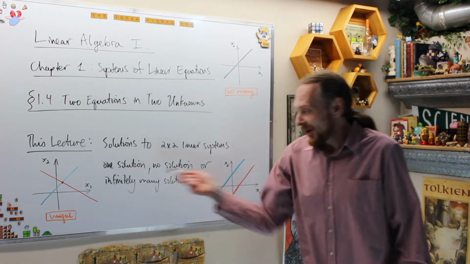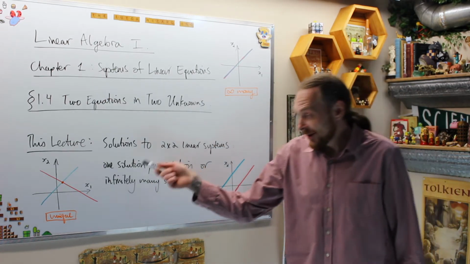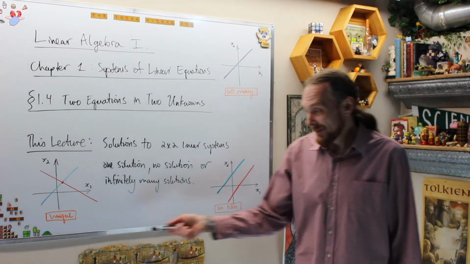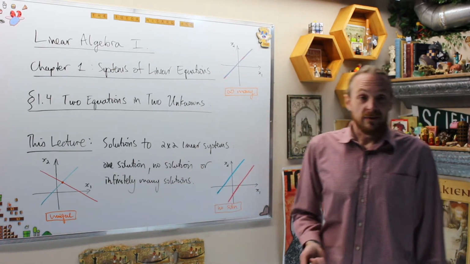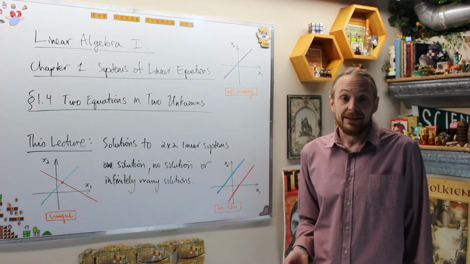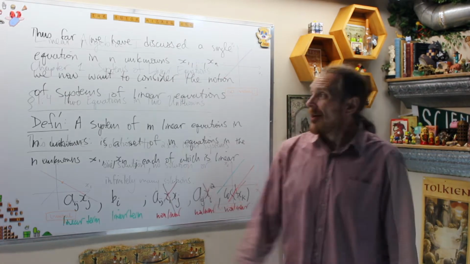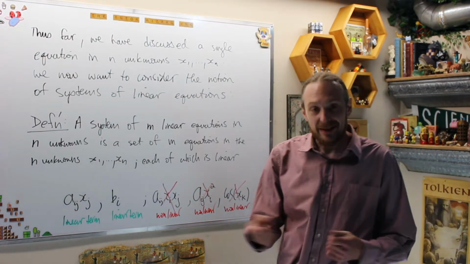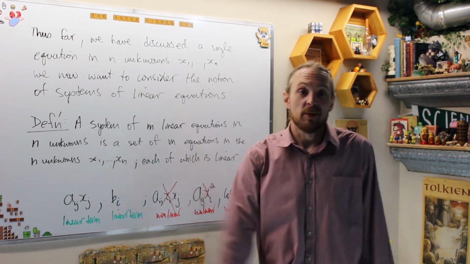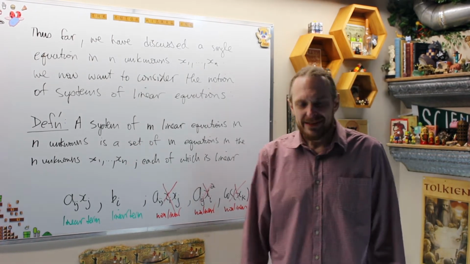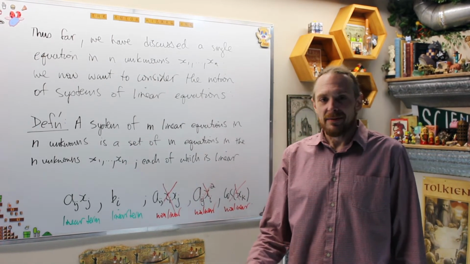And I even put it on the title this time. You're going to hear me say it a lot. There's always one solution, no solution, or infinitely many solutions. And we'll give a geometric interpretation to why that is the case. Let's do that. Okay, what we've done is discussed a single equation and then added more and more variables. We now have a systematic way of saying if you have m unknown variables.